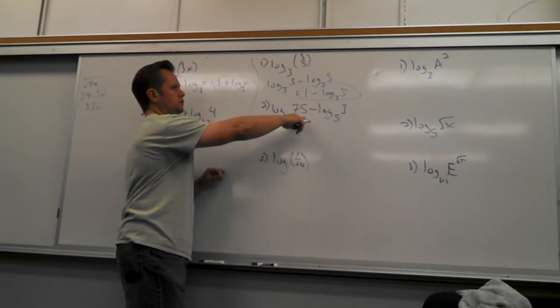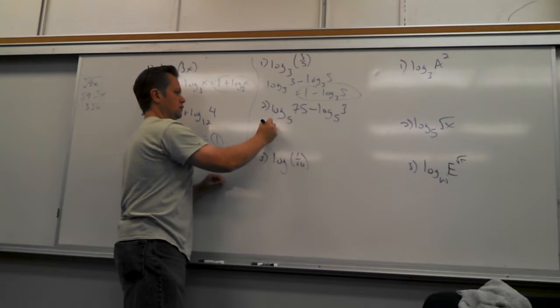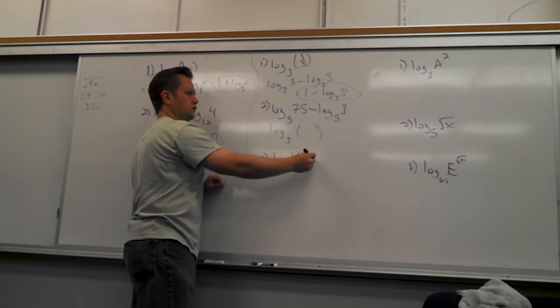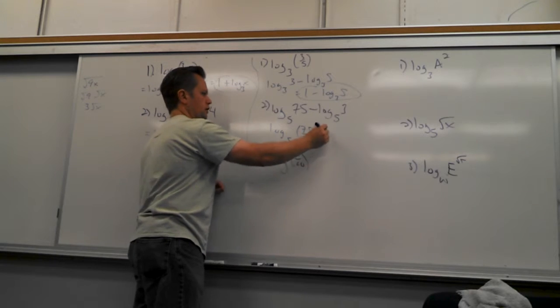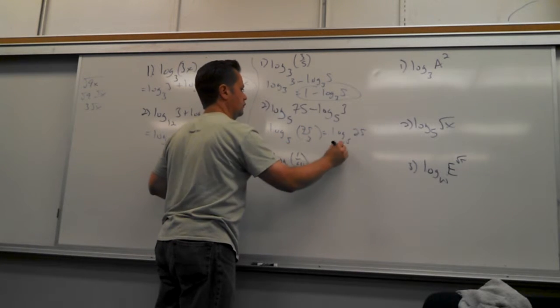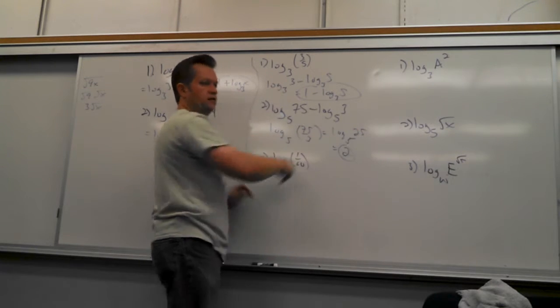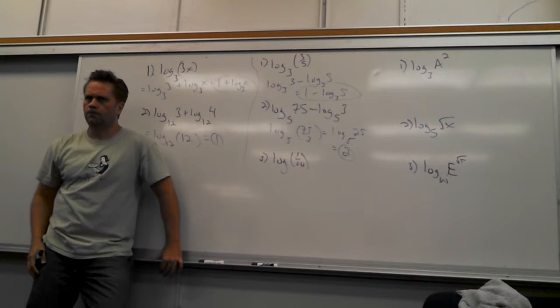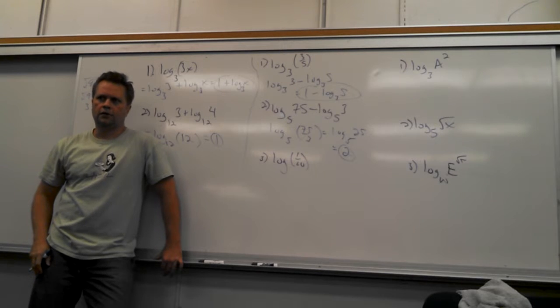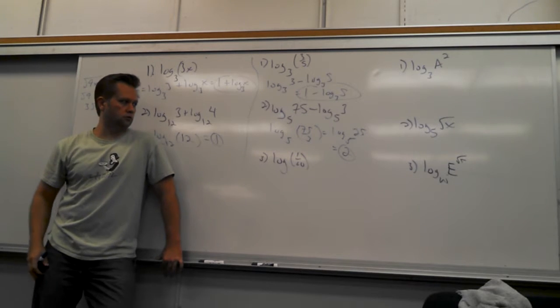What about number 2? It's like that one in reverse again, right? Log base 5 of 75 over 3 is log base 5 of 25, which is 2. It takes the power of 2 on 5 to make 25. The power is 2.